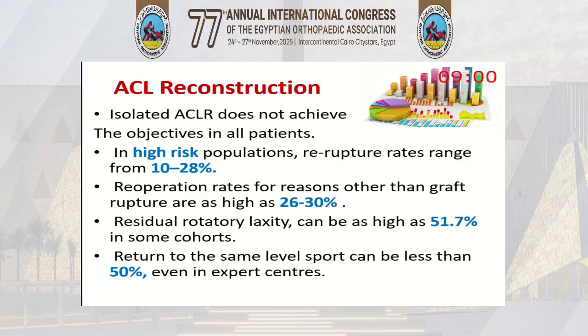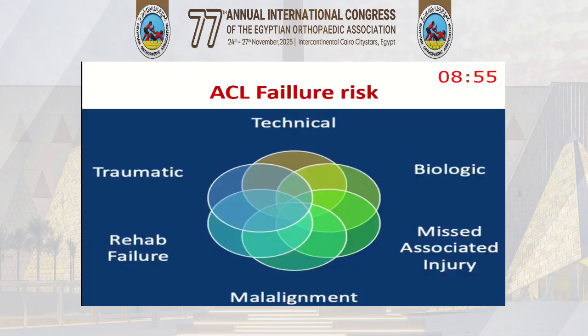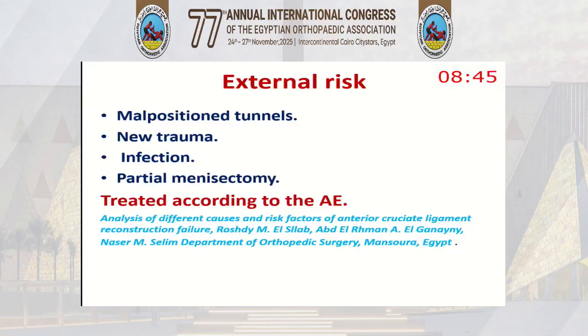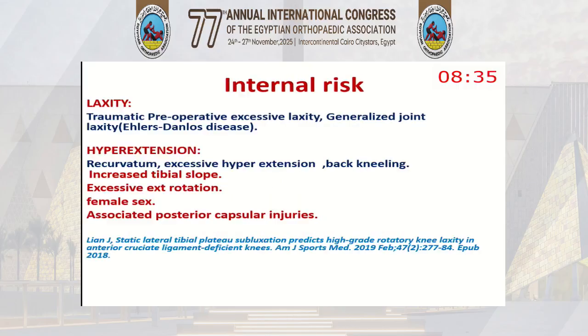Why this high failure rate? Due to presence of certain risks which interact together to decrease the success of our ACL reconstruction. We can classify our risk into external risk factors such as malposition of the tunnel, new trauma, infection, or presence of meniscal injury. All external risk factors are treated according to the cause chronologically. But in some patients, there is an internal risk factor in this knee or in this type of patient which makes their ACL fail.